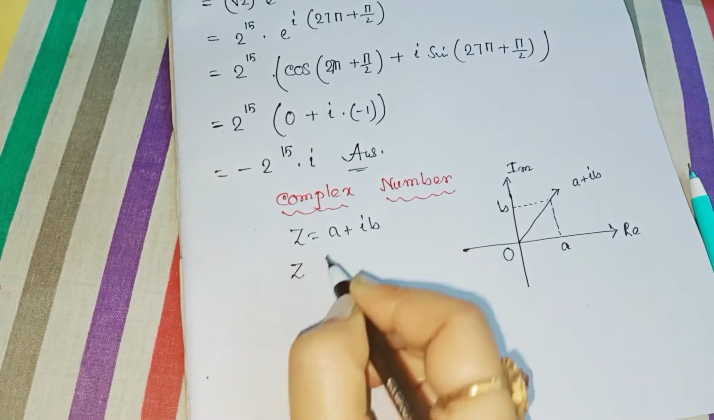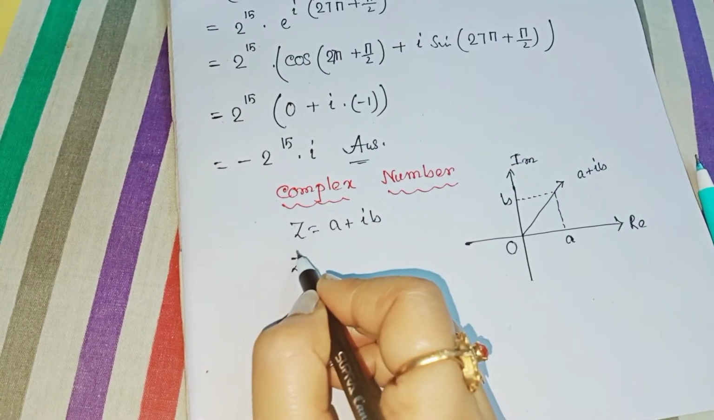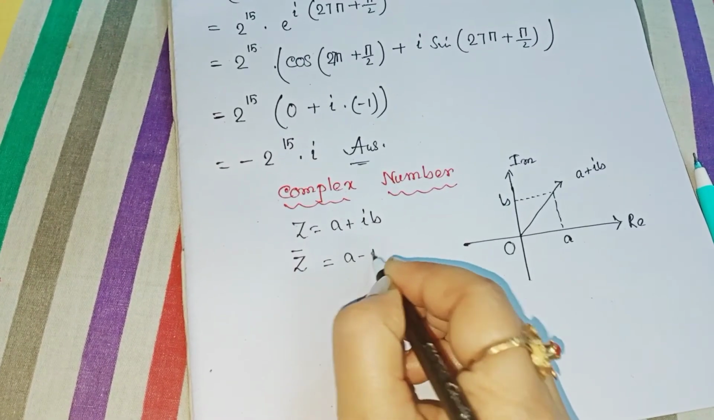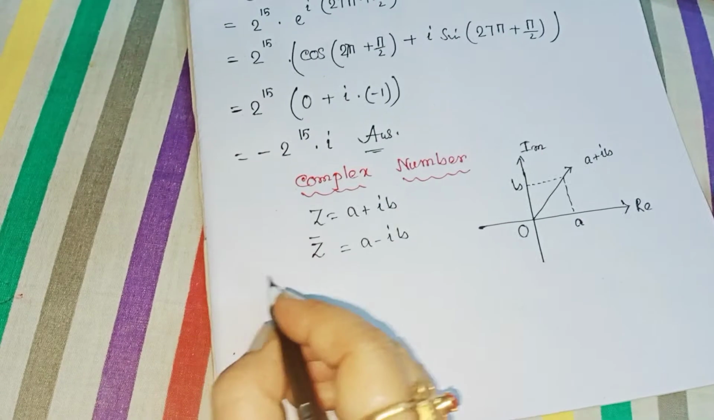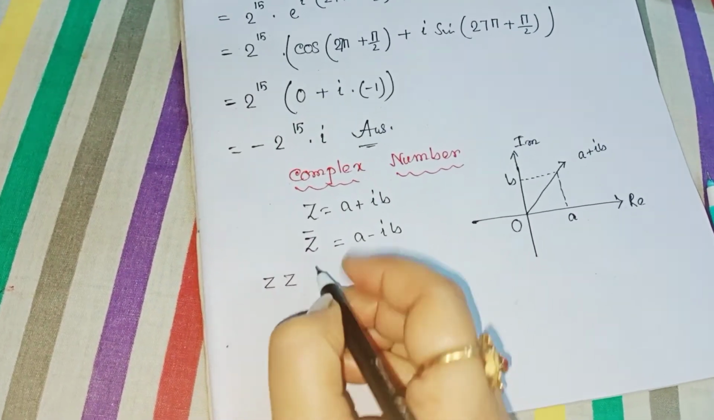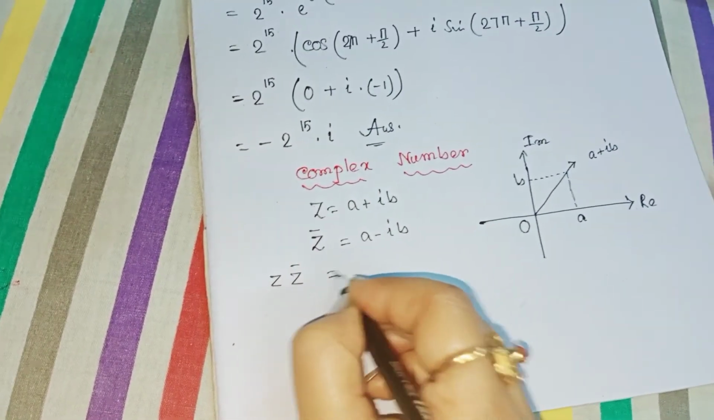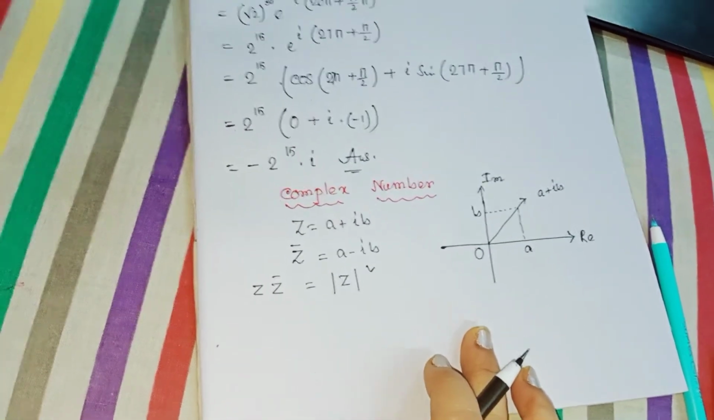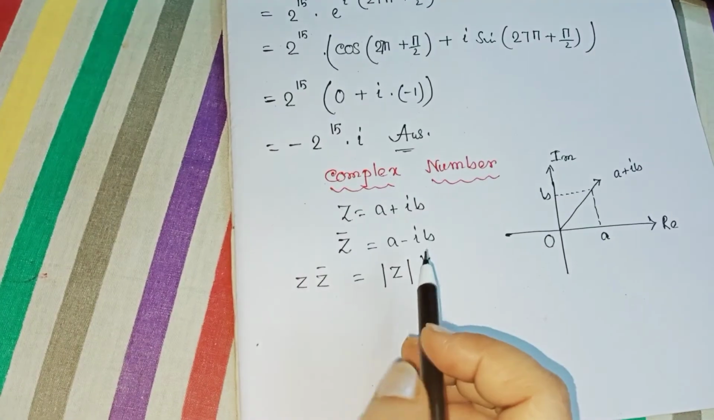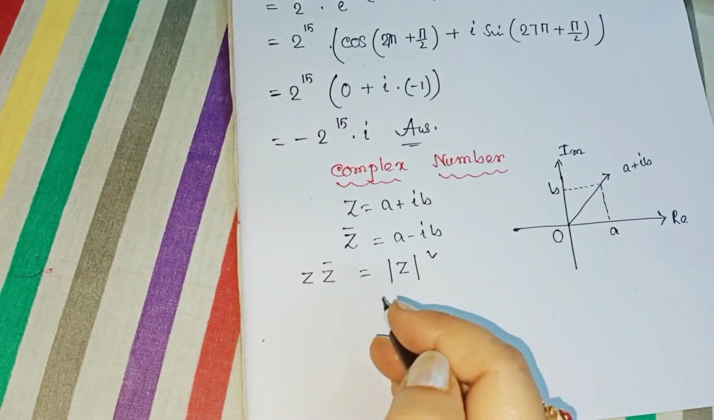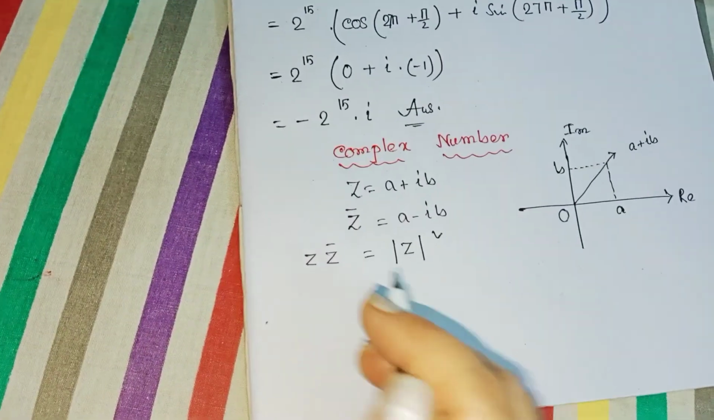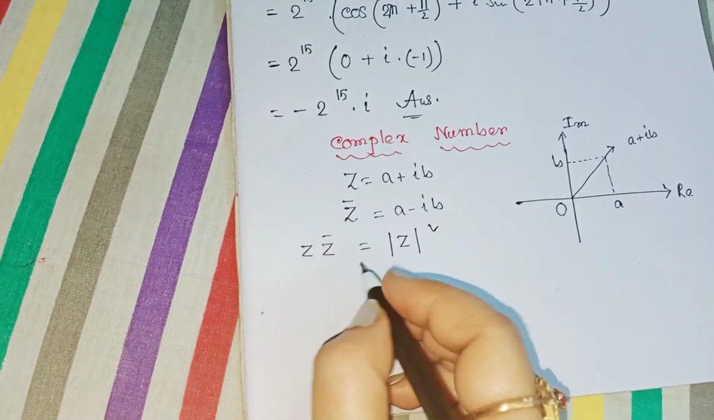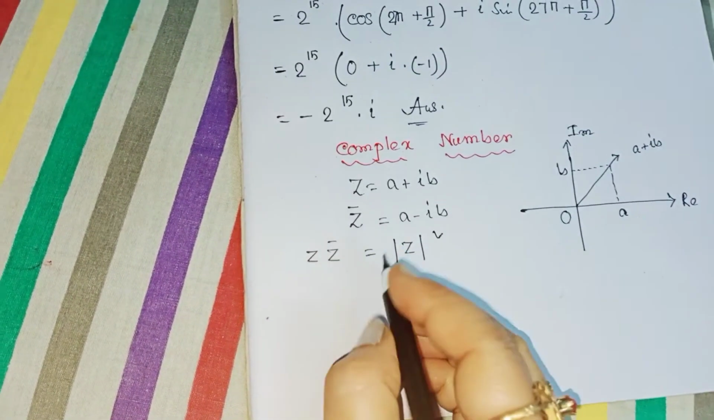Another important thing we see is that z bar is equal to what? a minus ib. And most important, z into z bar is equal to mod of z squared. Some important formulas I just write down here. In another class I will elaborately discuss with you what these formulas are and how they come about.